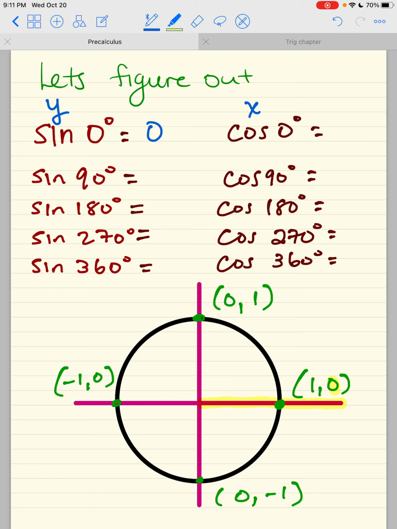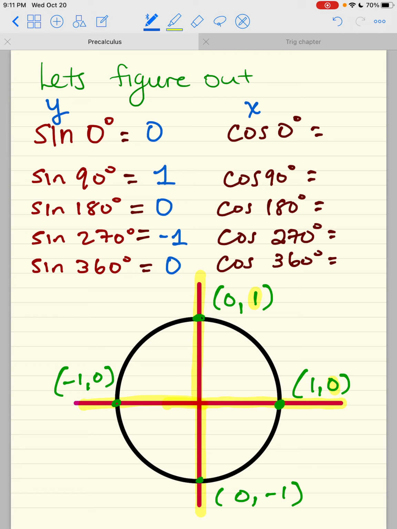What is the sine of 90? Well, we're going to go to 90 degrees, and we're going to look at the y value. That's 1. What is the sine of 180? We're going to go to 180, and we're going to take a look at the y value, and that's 0. What is the sine of 270? That's going to be negative 1 because we're just taking the y value. And then 360 is going to be similar to 0. So that's it for that.